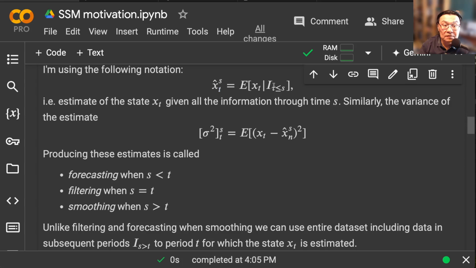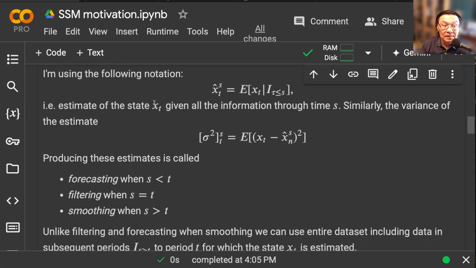state, right? So the information set is going to be all the information prior to or including time s, but not further, right? So obviously this is the prediction, right? So it's a prediction because it's not using data from the future.